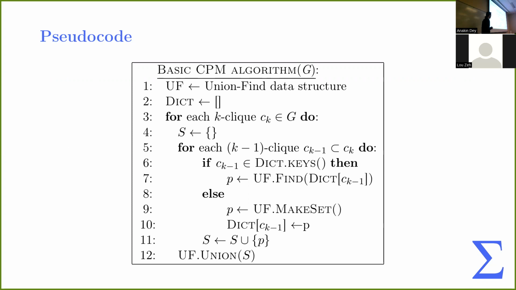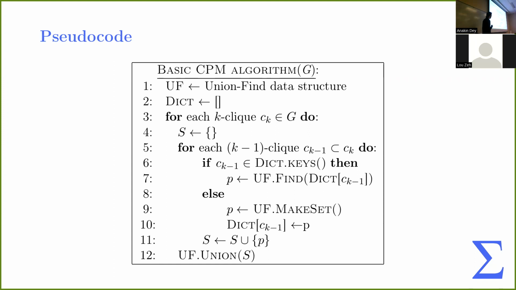You go through all of the k-size cliques you found, and then what you do is you sort of combinatorially find all of the k-1 size cliques within that k-size clique. And if it's already in your dictionary, then that means you've already found that k-1 clique, which means it's already part of some sort of disjoint set. So you just get the set that this is in. Otherwise, you make a new set because the subset you're working with is new. It hasn't been seen before, and you put it inside the dictionary.